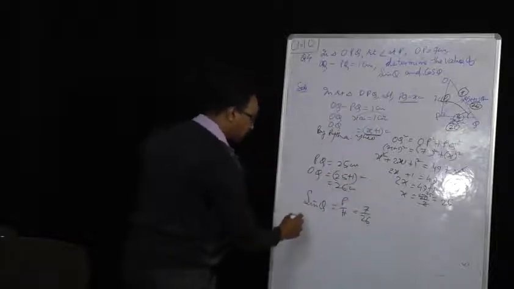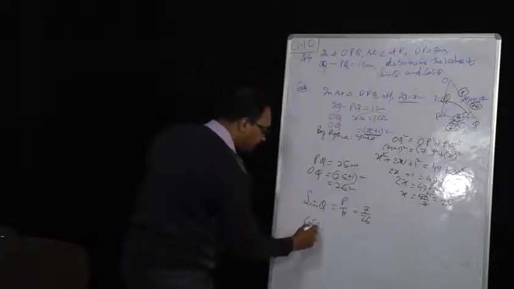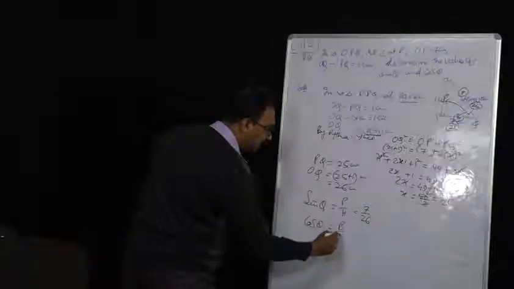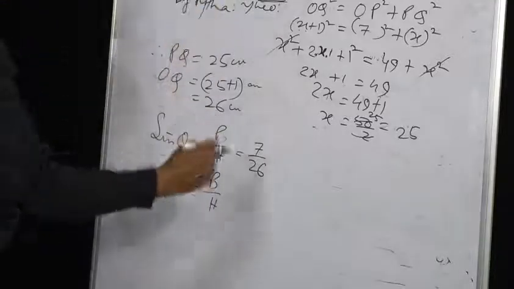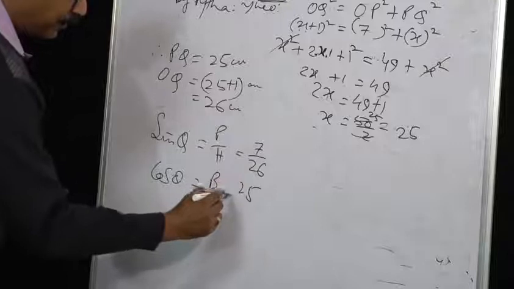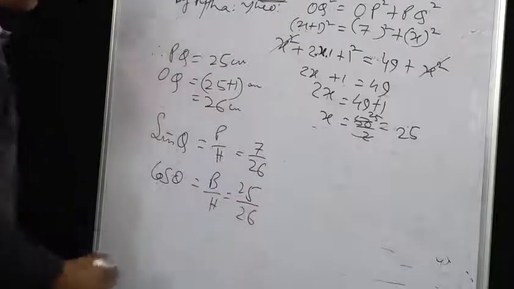What is cos Q? It is base by hypotenuse. What is base here? 25. What is hypotenuse? 26.